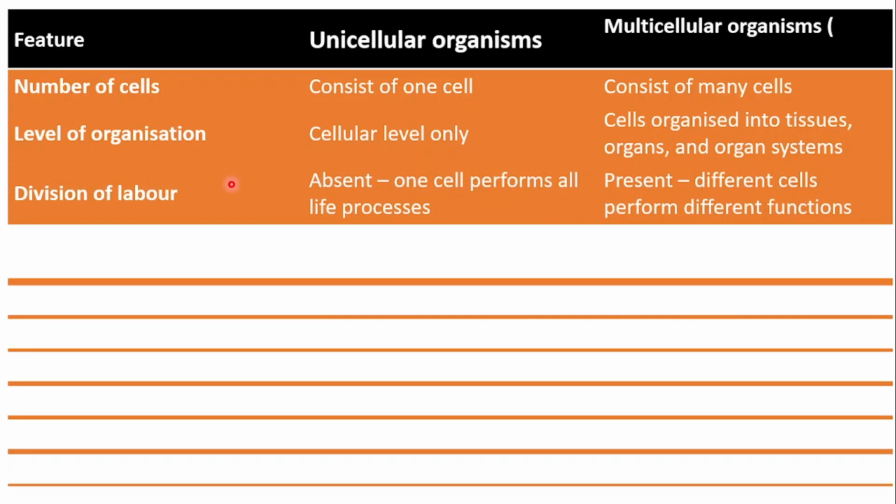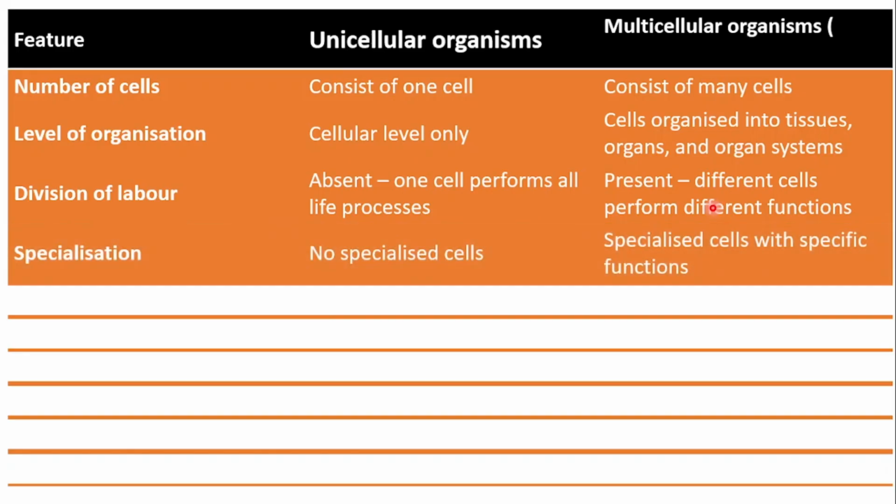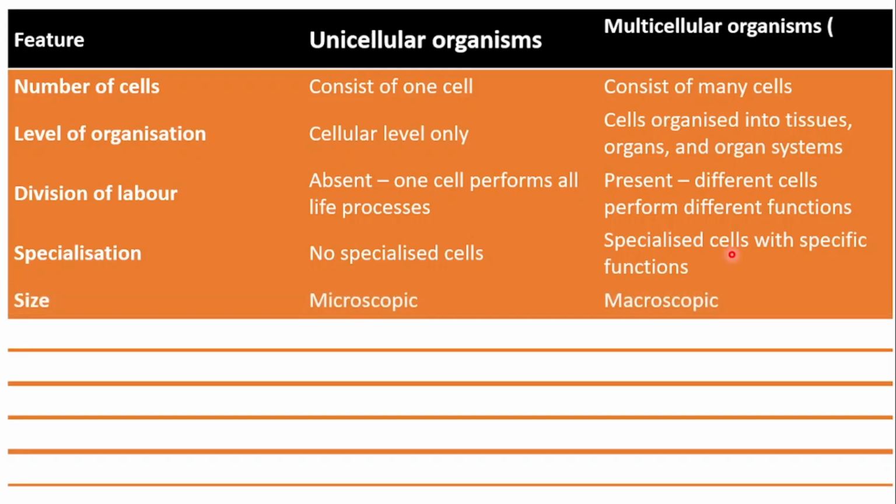Now, in terms of the division of labor for unicellular organisms, the division of labor is absent. One cell performs all life processes, and for multicellular organisms, the division of labor is definitely present because different cells perform different functions. Next, we have specialization. For unicellular organisms, there are no specialized cells, but for multicellular organisms, there are definitely specialized cells with specific functions. Next, we have size. Unicellular organisms are definitely smaller than multicellular organisms. Unicellular organisms are microscopic, whereas multicellular organisms are macroscopic.